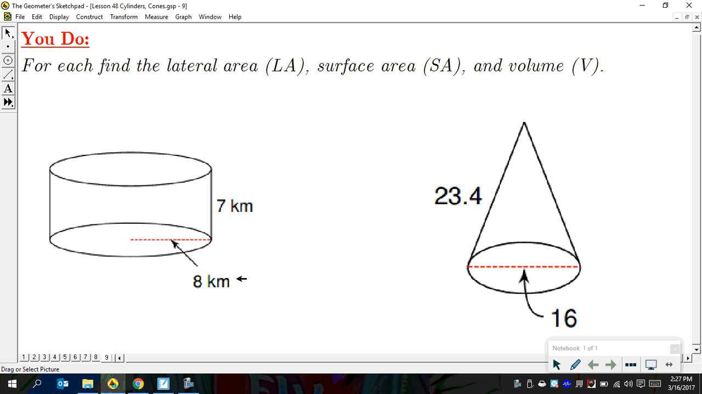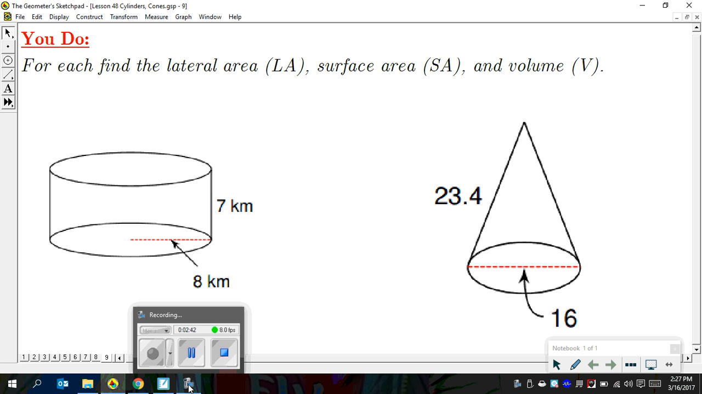So I've got 2 for you to try. I want you to find all 3 values, lateral area, surface area, and volume for both. I've given you enough places to answer for lateral area, surface area, and volume for both. So do that and submit it on the Google form, and we'll talk about them in class.